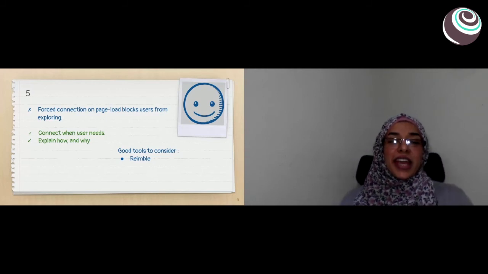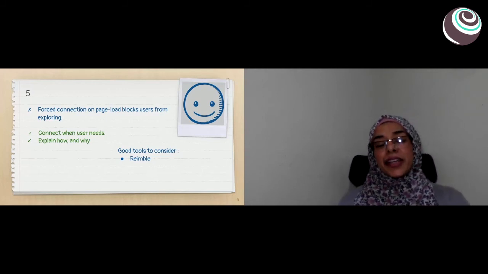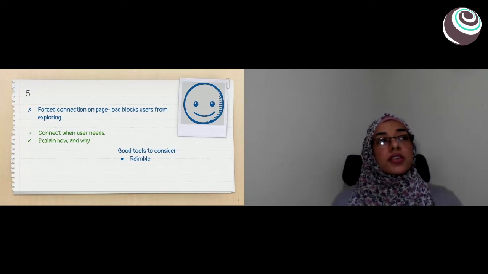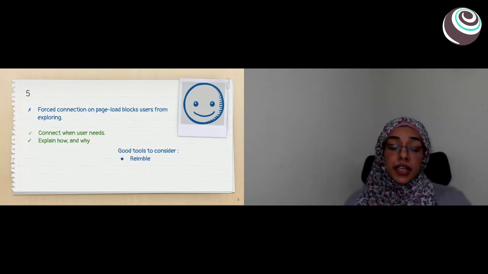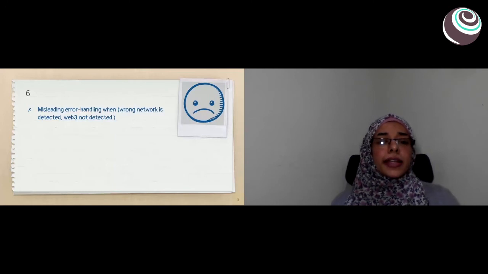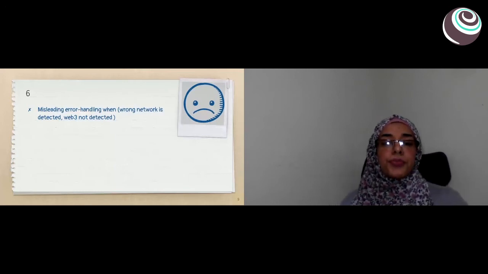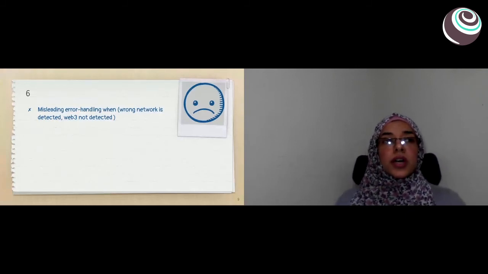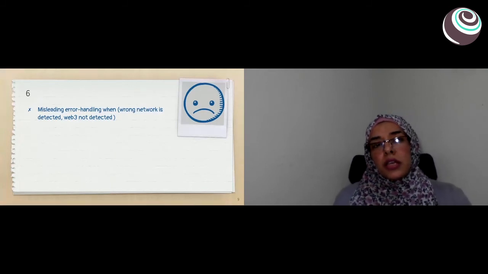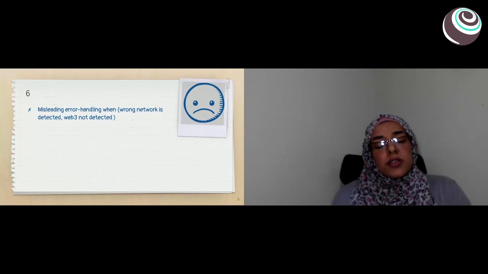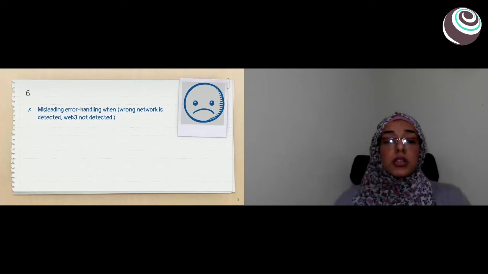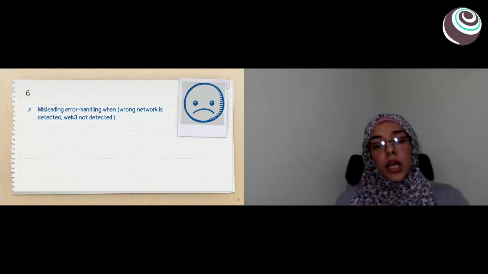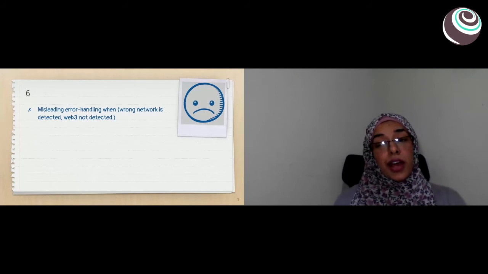The next mistake here is misleading error handling. When the user connects to the wrong network, or there is no Web3 detected, typically we handle these kinds of errors in code, but your user needs to understand what's going wrong. He just sees that it's not working, but he doesn't understand what's going wrong. So you need to illustrate what the correct network is, how to connect, and why. And Rimble is doing great here as well.